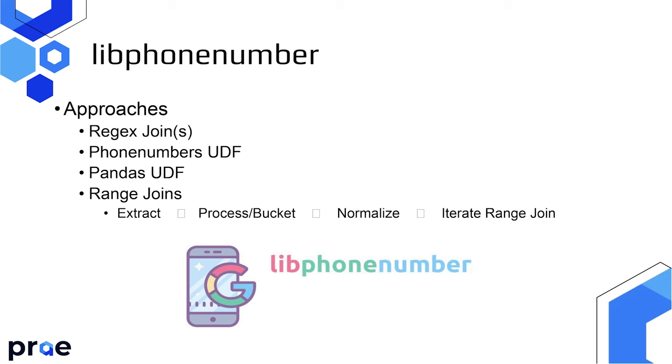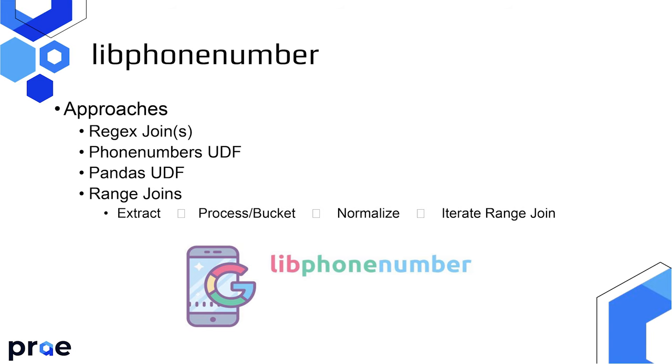We started out with a series of regex joins, then we tried to implement that API wrapped inside a UDF, and some even pandas UDFs. And what we found was none of these scaled with the volume of data that we had. And we actually lost a bit of precision when pushing it through the API and running those small scale lookups. So those didn't work.